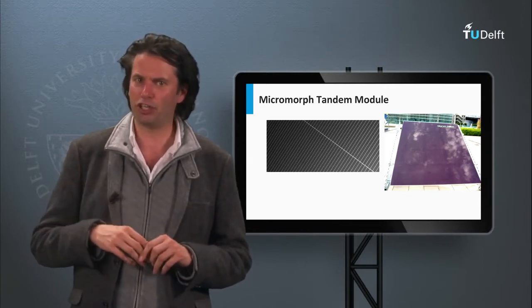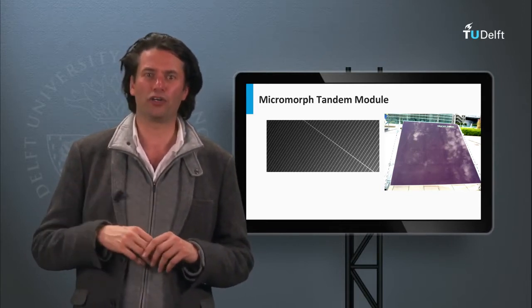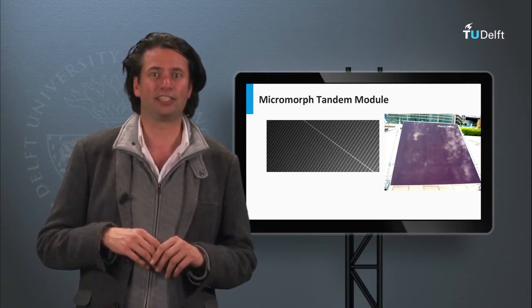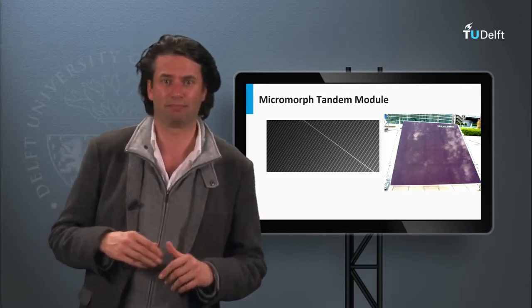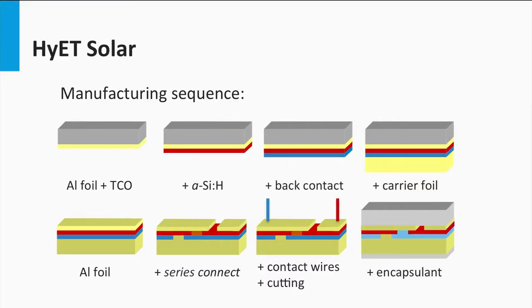The best module efficiencies are in the order of 11% as achieved by companies like Tokyo Electron, Panasonic and Kaneka. Another advantage of thin film PV technology is that you have an option to deposit it on flexible substrates.